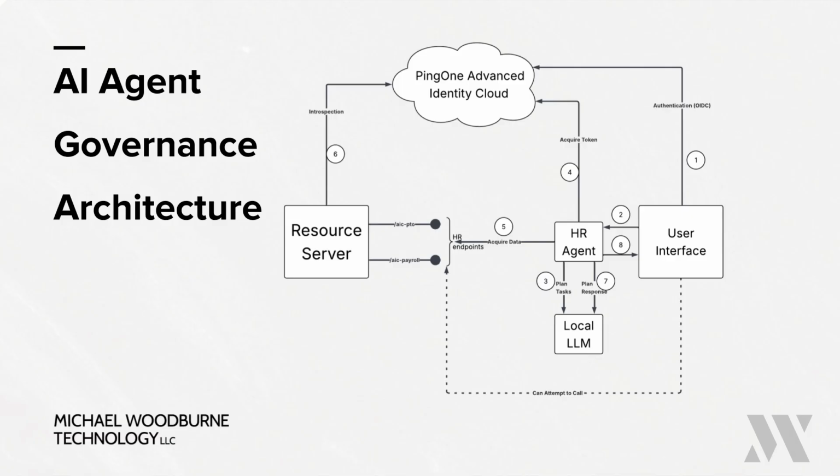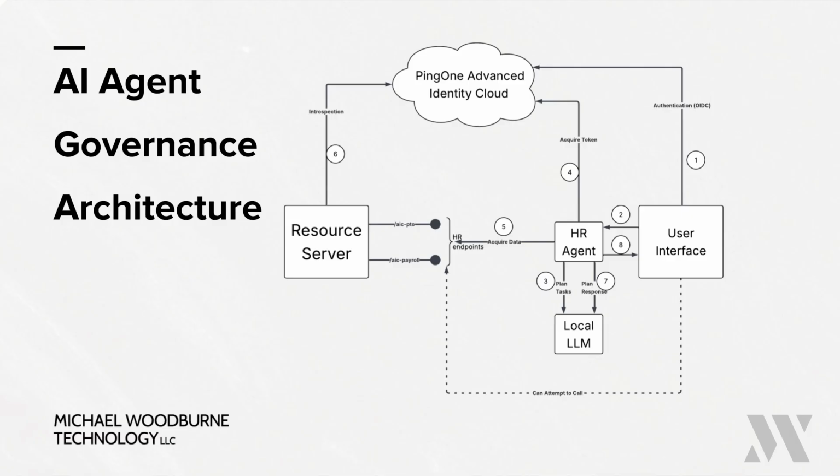To begin with, our resource server provides AI endpoints to be called, protected with OAuth scopes. This resource server also uses the introspection endpoint in PingOne Advanced Identity Cloud to validate the token. Our user interface provides a means for interacting with the demo environment, including login and logout, view details about the logged in user, attempt to access endpoint data, which won't work due to the lack of required scopes, as well as an interface to our HR agent.